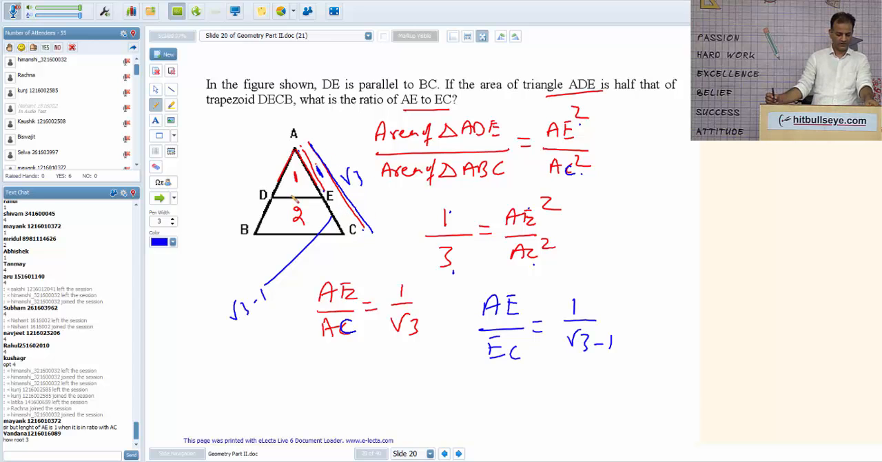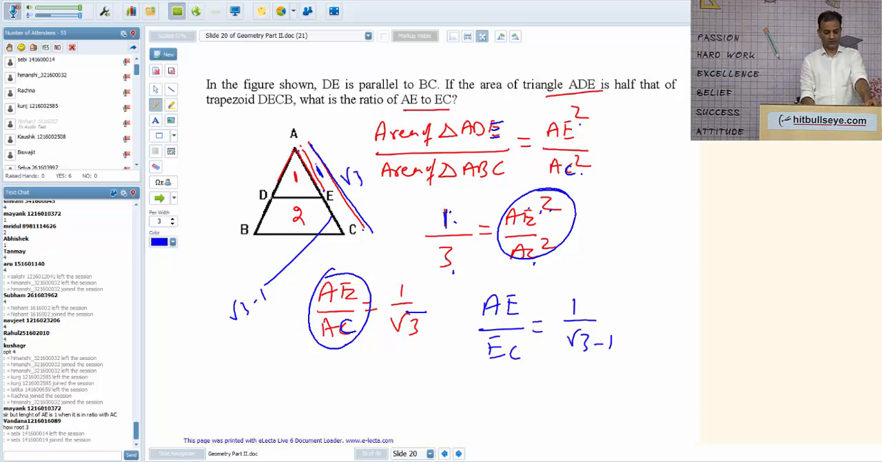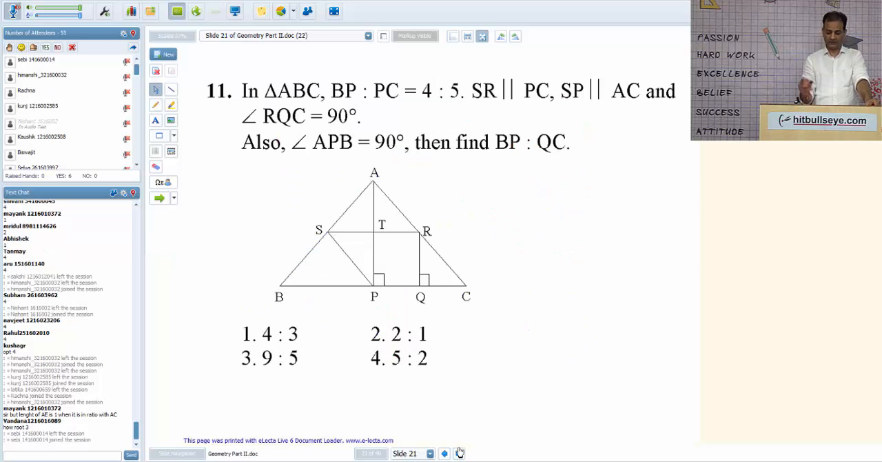Vandana, how root 3? Because the area of triangle ADE is 1 and the area of triangle ABC is 3, so AE square by AC square is 1 by 3. So AE by AC will be 1 by root 3. Vandana, AE by AC will be 1 ratio root 3. Just revise your basics. You are not good at your basics, friends.